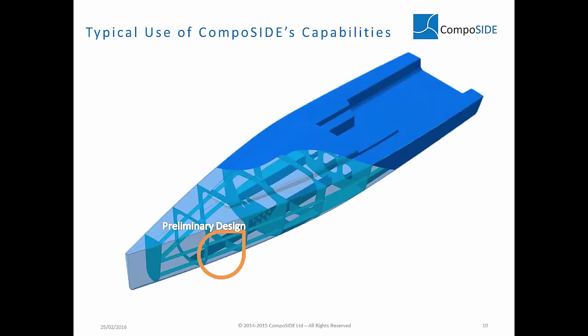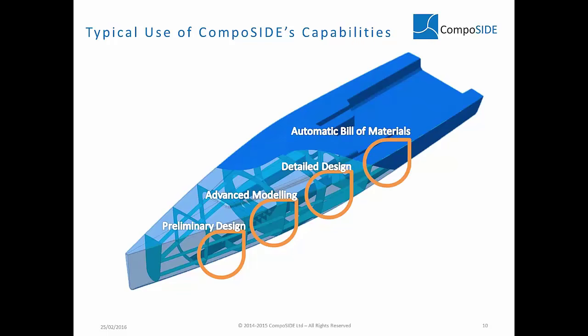So CompoSIDE can be used from preliminary design to detailed design of beams, bulkheads. It can be used for advanced modeling for grillages, keel grillages, for engine structures or some gussets, etc. It creates automatic bills of materials. Again, as Lorenzo said, creating reports is quite boring. This really speeds up the process of a project and gets that documentation out to the customer very quickly. And again, documentation and certification.